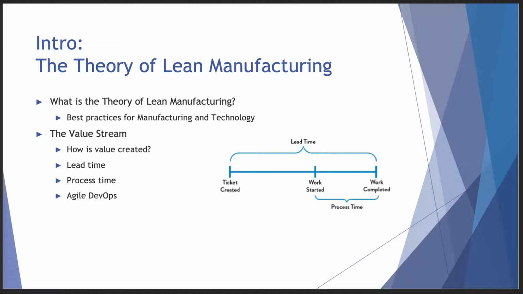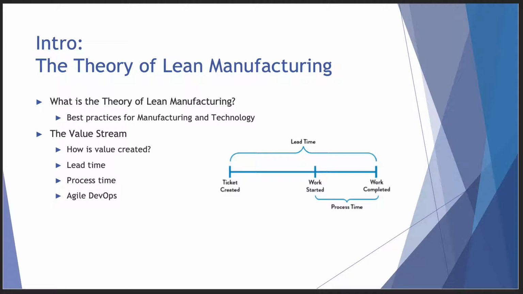And in the theory of lean manufacturing, the best practices that we want to see are eliminating waste, building quality in, creating knowledge, and deferring commitment, delivering fast, respecting the people that are involved, and optimizing the whole process.